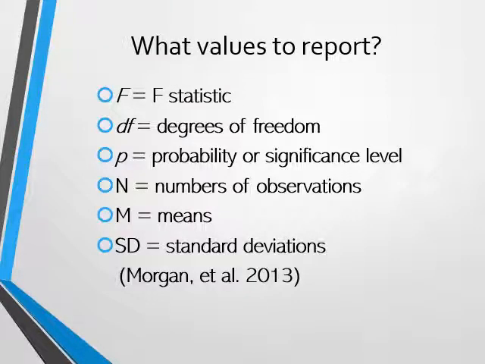What values will you report? First, the F, which is an F statistic; DF, which is the degrees of freedom; P, which is your probability, also called the significance level; N, your number of observations; M, which are your means; and SD, your standard deviations.